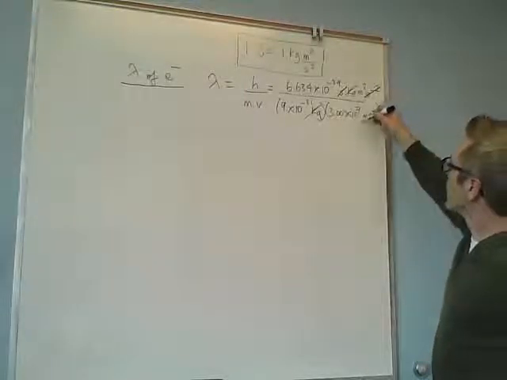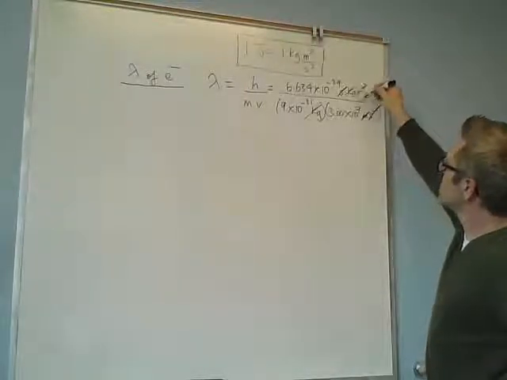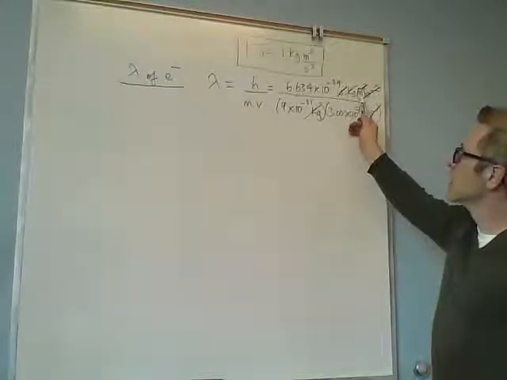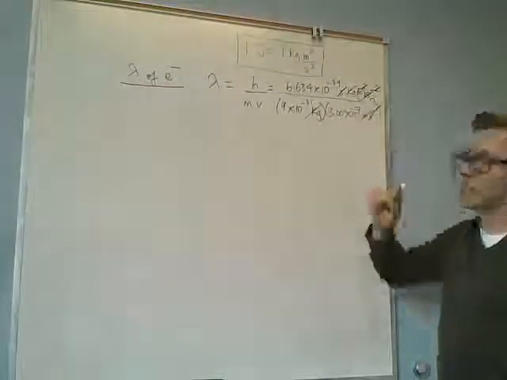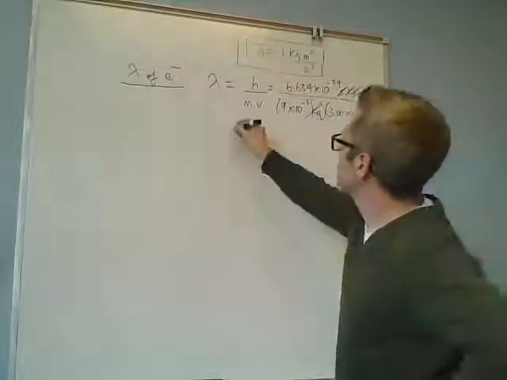And that meter is going to cancel one of them. So the only unit that survives is meter. So we have wavelength in units of meter. Okay, let's see what that number is.